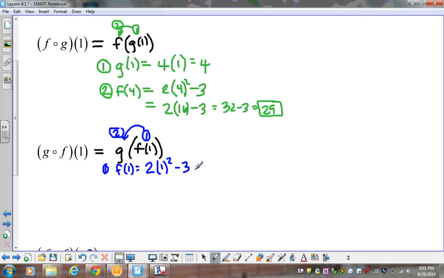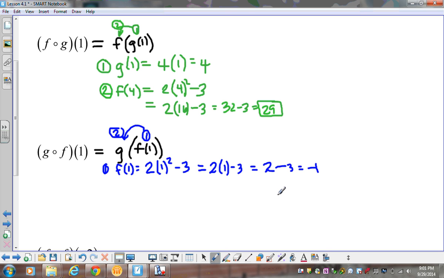Good old Aunt Sally says I have to do the 1 squared first. So 1 squared is 1. So I've got 2 times 1 minus 3. Next we can do 2 times 1, which is 2. So I have 2 minus 3, which, again, hopefully you don't need a calculator. You get negative 1. So the first step was to do f of 1, and I got negative 1.